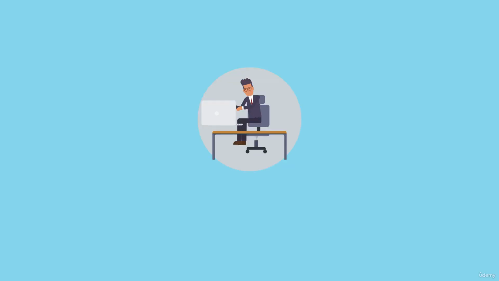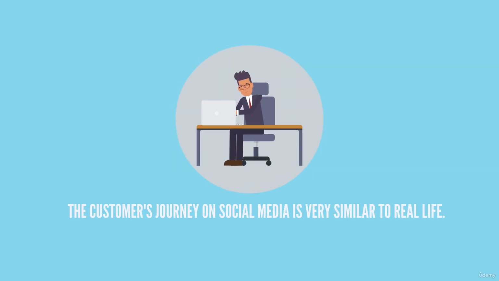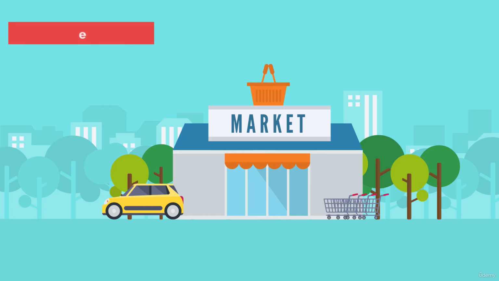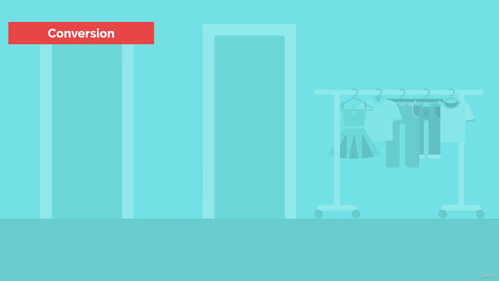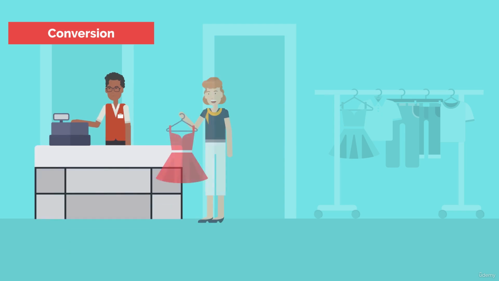The customer's journey on social media is very similar to real life. It is explained in 3 steps. Number 1, awareness. In the real world, it would be giving you a leaflet with an invitation into a store. Number 2, consideration. In the real world, it would be visiting the shop and trying the product. Number 3, conversion. In the real world, it would be going to the cashier and paying for the product.